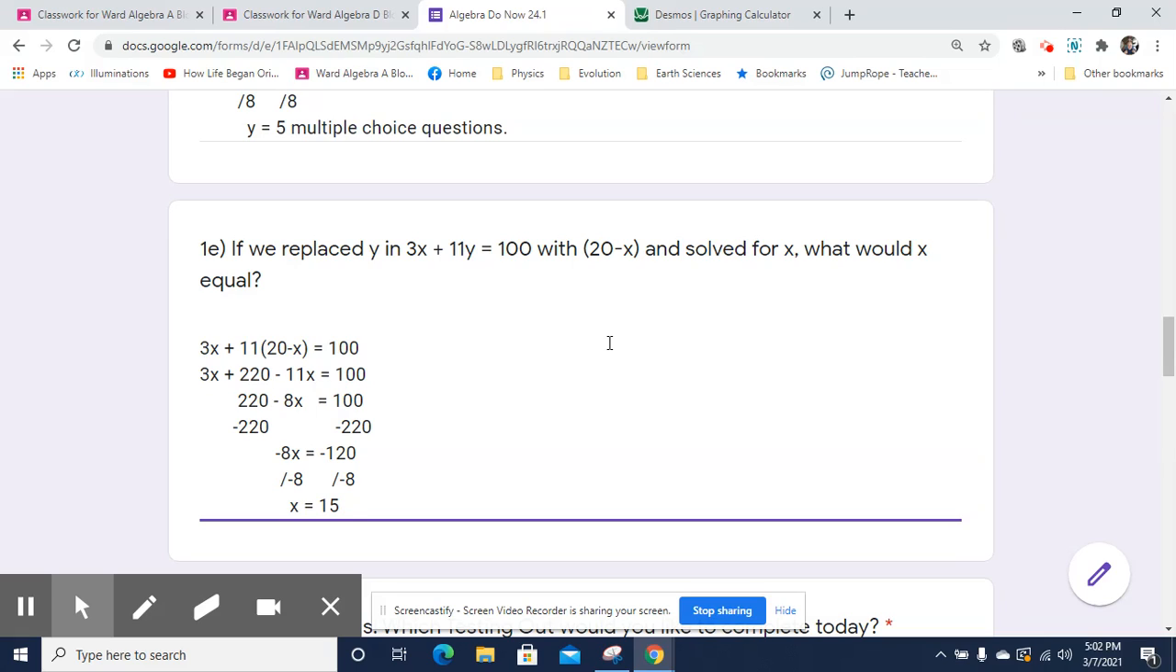And that is positive 15 true-false questions on the test. And that is the x part of the solution for this overall system. I hope that was helpful.